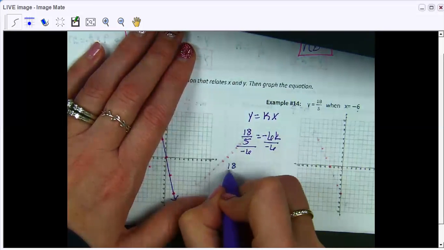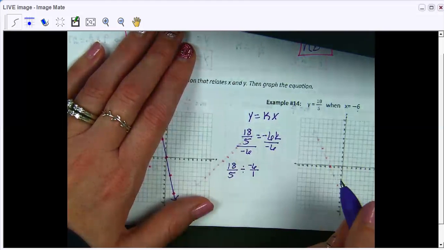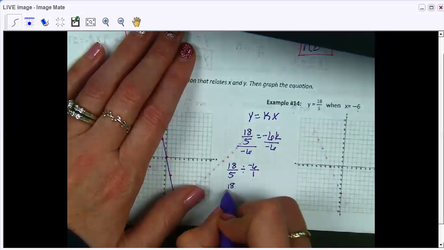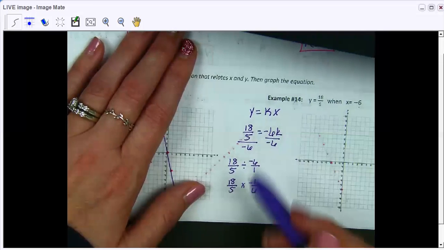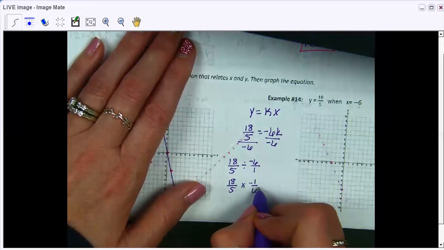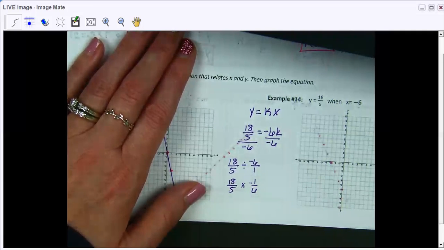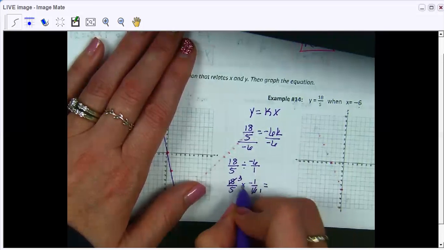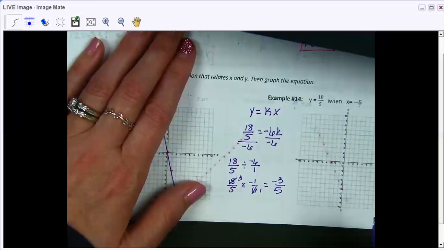So we have 18/5 divided by negative 6/1, but we have to switch that to multiplying by the reciprocal. So we have 18 over 5 times -1 over 6. Now, I like to cross simplify mine just because it makes it easier to multiply. Some of you may not. You will end up with a -18 over 30 and then have to simplify, and that's fine. But I'm going to simplify here first. And I end up with 3 times -1 is -3, 5 times 1 is 5. Okay, so that's my k.